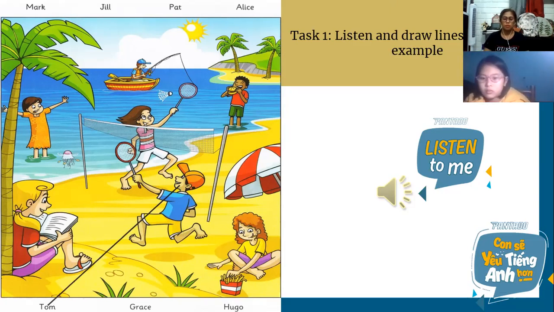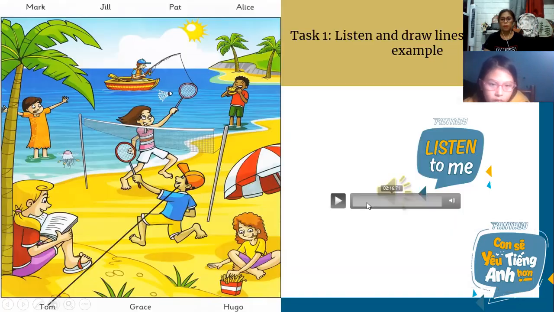Look at part one. Now look at the picture. Listen and look. There is one example. Hello, Mrs. White. Here's a picture of my friends. Oh, yes. They're on the beach. Yes, they are. There's my friend Tom. He's playing badminton. I can see him. Oh, sorry, Uyen. Oh my God, sorry.